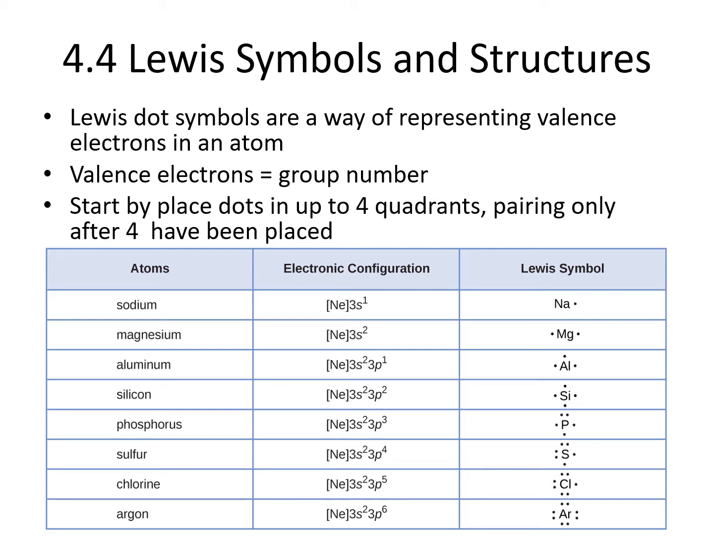It doesn't matter which quadrants you use. For example, aluminum could have the dots as shown, or they could be in the top, right, and bottom quadrants, or they can be in the right, bottom, and left quadrants. Each Lewis dot symbol would have the number of dots equal to the number of valence electrons for that particular atom.